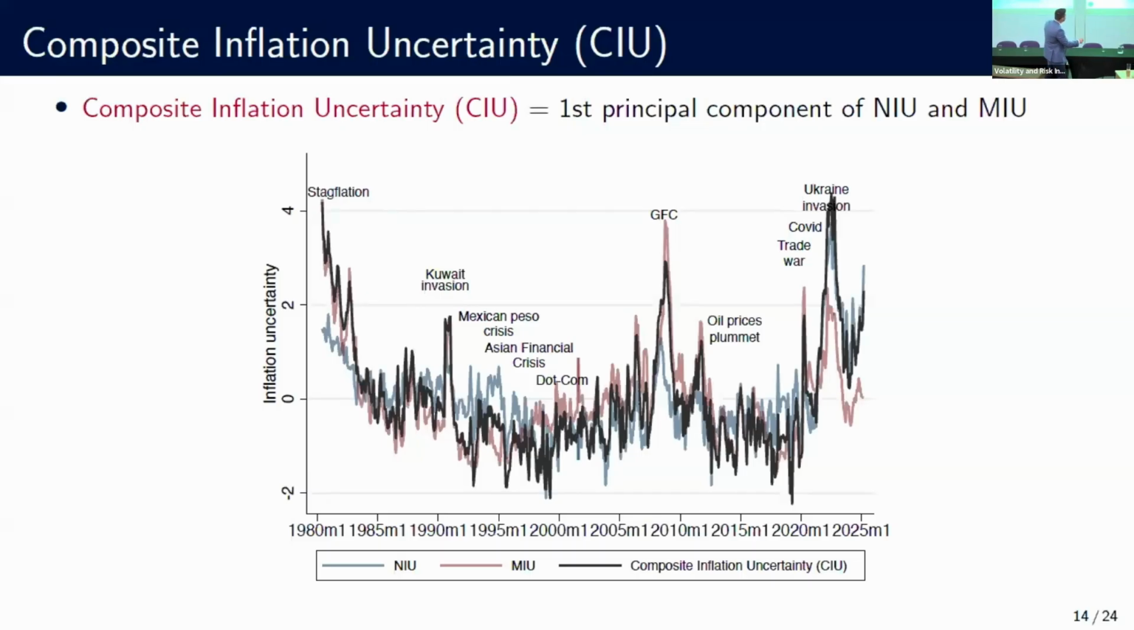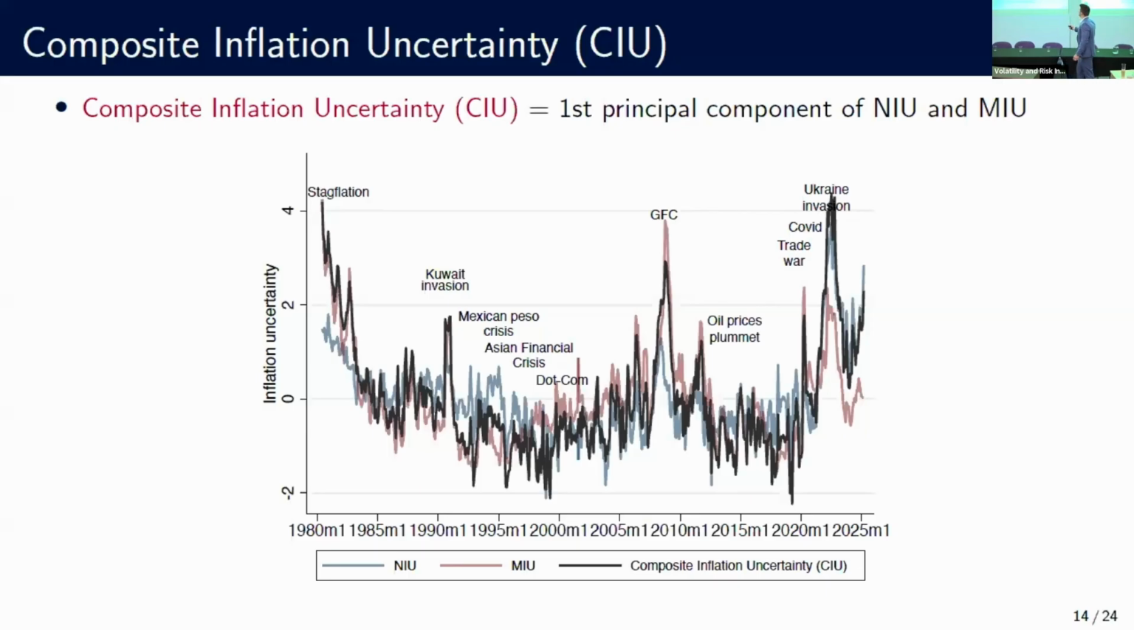So you see that during the stagflation period in the 1980s, inflation uncertainty was very high, right? The level of inflation was very high. We were very uncertain about what inflation and future prices were going to look like. You have the Iraq invasion. Many of these spikes here are correlated with commodity price shocks. That's also what shows up as supply, a lot of this being driven by supply side factors.